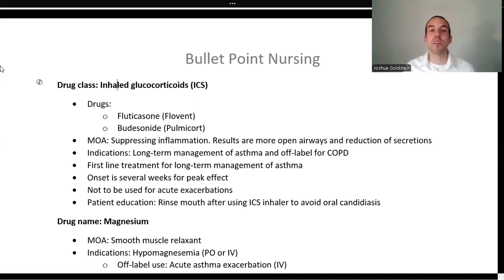Finally, we have our last drug for acute. Our last drug for acute is magnesium. In this case, it is given via the IV route. This is not just, I'm having an asthma attack, I go to the store and get some magnesium pills.